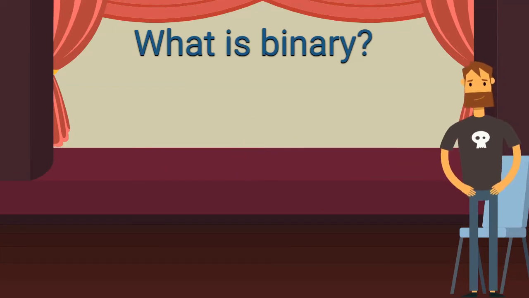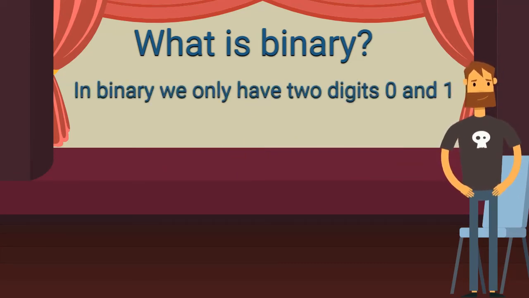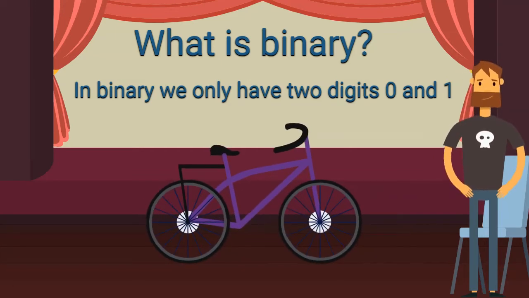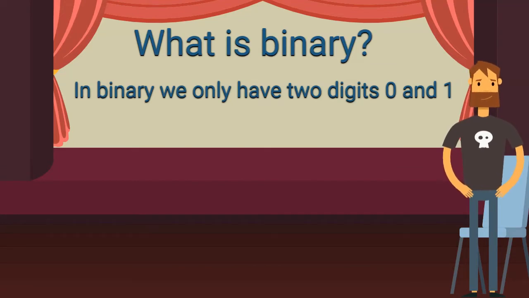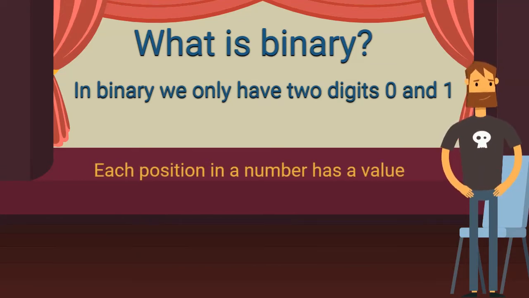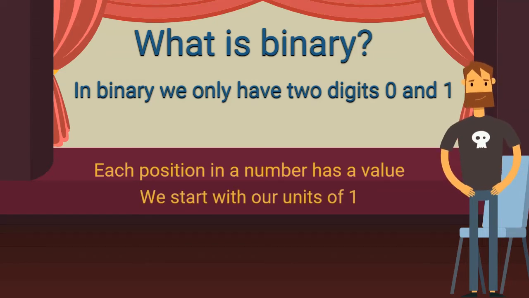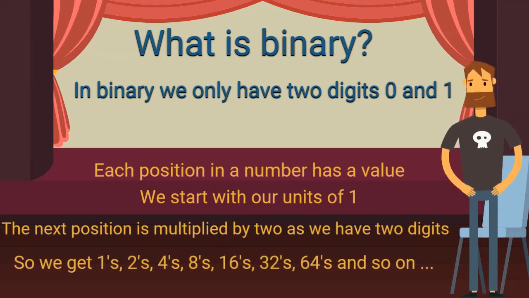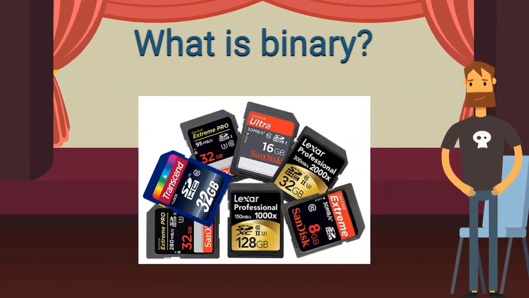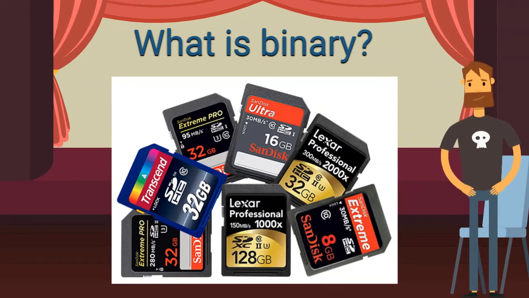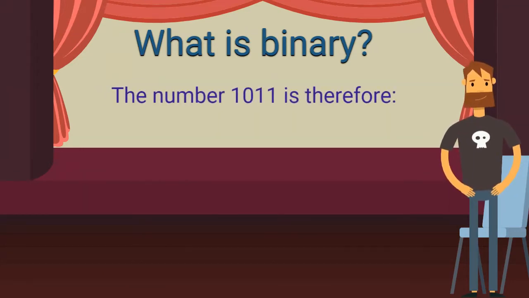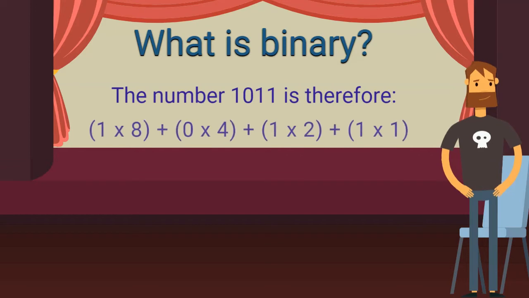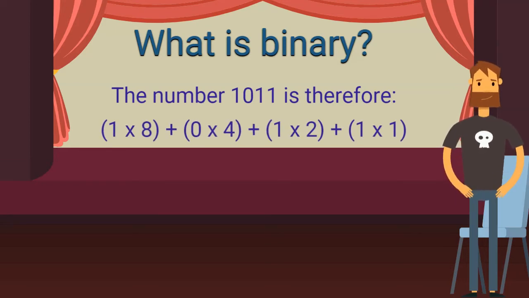So let's talk about binary. Binary starts with the word bi, meaning two, which is why a bicycle has 2 wheels. Like decimal, every position in a binary number has a value. Again, we start with units of 1. The next position is multiplied by 2 because we have 2 digits. So we get values like 1, 2, 4, 8, 16, 32, 64, and so on. These numbers pop up again and again in computing. The binary number 1011 has a value of 1 eight, no 4s, 1 two, and 1 one.